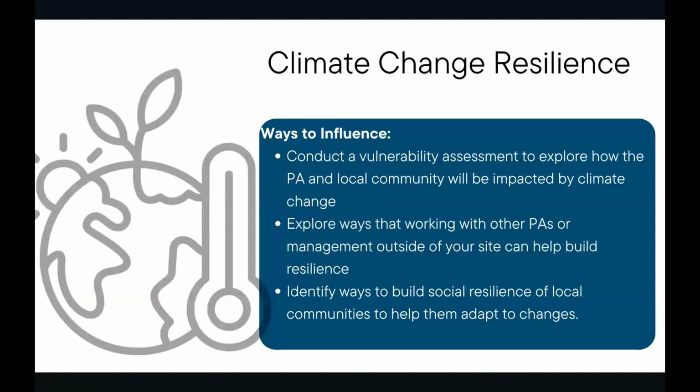So ways to improve climate change resilience and planning: conducting a vulnerability assessment to explore how the protected area and the local community will be impacted by climate change, looking at what other protected areas or management outside of your site, how you can work together to help build resilience. That's kind of looking at that network level of protected areas or broader schemes of zoning and rural development. And then identifying ways to help communities build resilience and really thinking about the impacts to local communities.